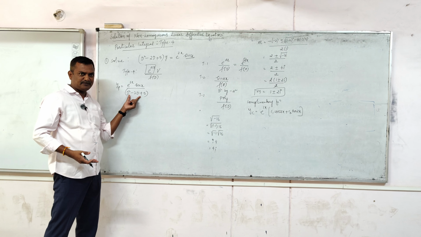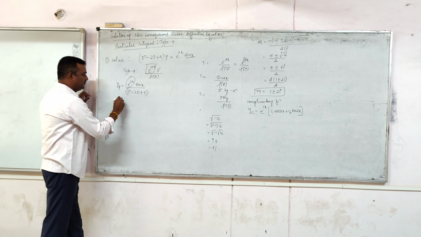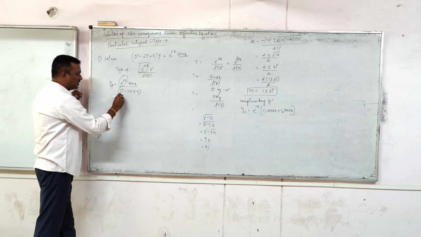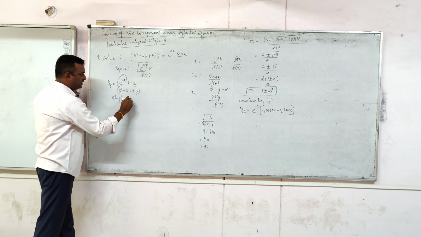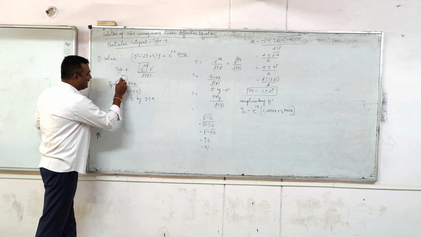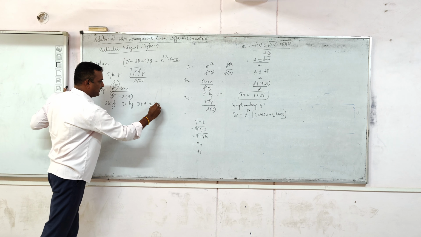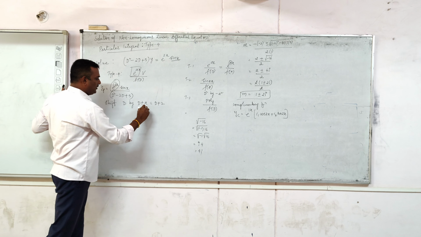How to achieve this? What do we have to do? What is the job of the exponential? The job of the exponential is to shift d by d plus a. What is the value of a here? 2. So we have to write d plus 2 in the denominator.